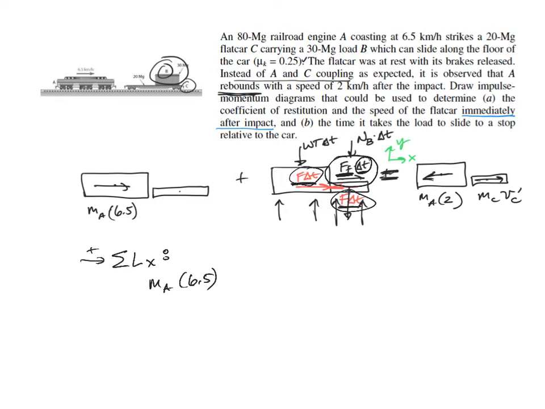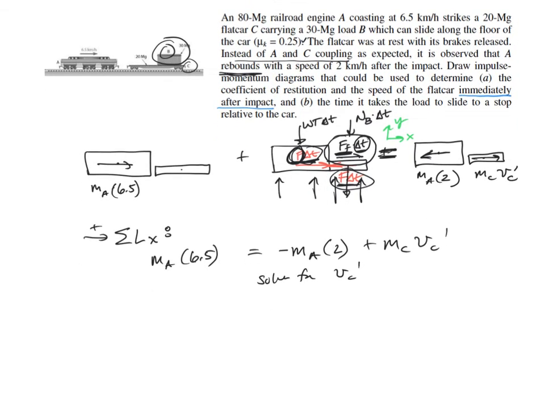Those arrows, F is going to be proportional to delta T. So as delta T gets smaller, F has to get bigger, because the force of impact is again going to be constant across the collision. And so on the other side, we're going to have a minus MA times 2 plus MC times VC prime. So that gives us the ability to solve for VC prime.